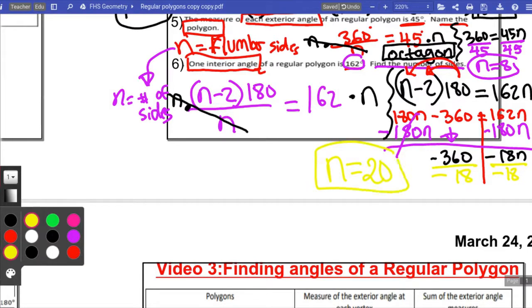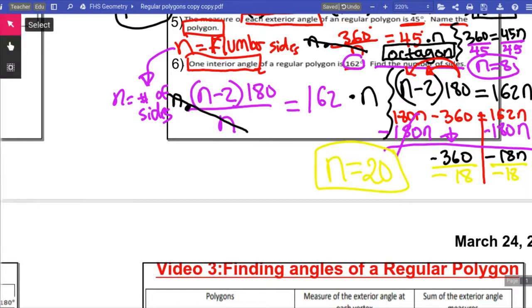So they want me to name this. No, they don't want me to name it. They just wanted me to find the number of sides. The number of sides for this polygon would be 20 sides. That's pretty much it. This is how you do this. It comes down to doing a little bit of algebra work. All right, the next practice is on your own. You got this.